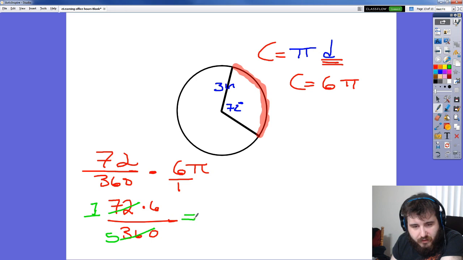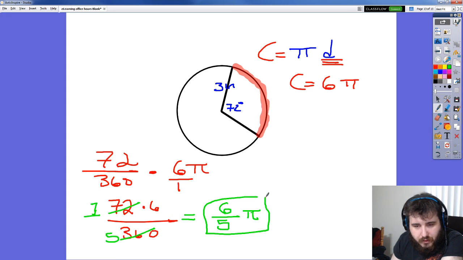And look at what I have left. And there's pi as well, right? 1 times 6 on top is 6. 5 on bottom is 5. And don't forget your pi, because pi was there too. And that is how I would get my very final answer.